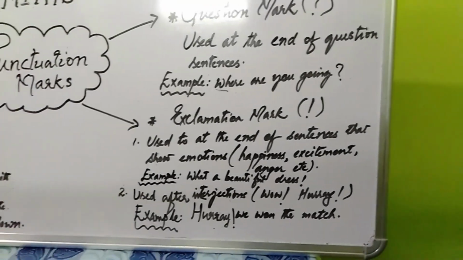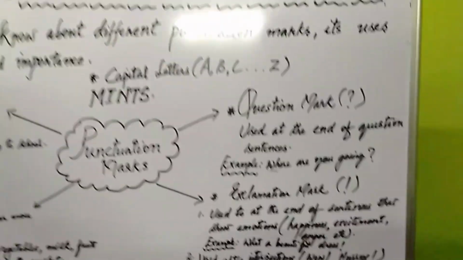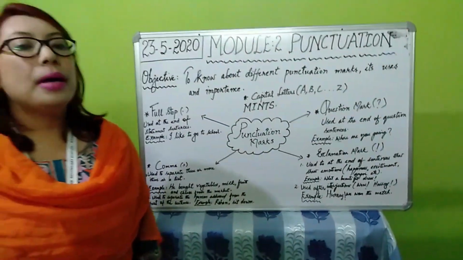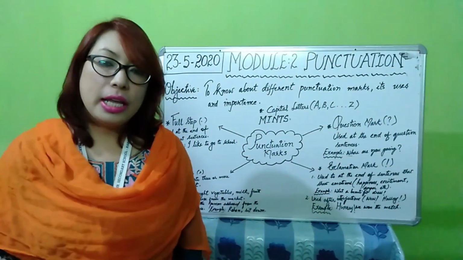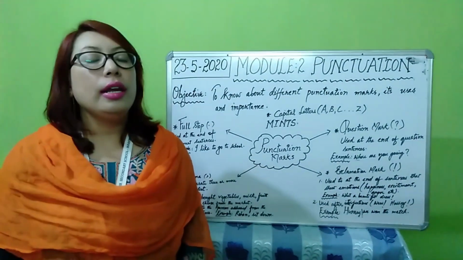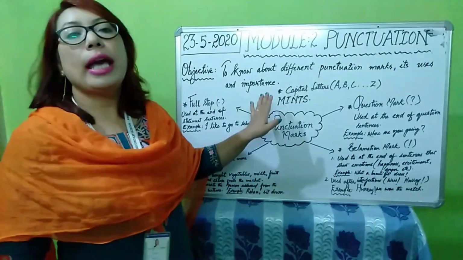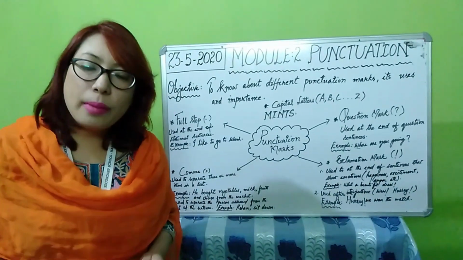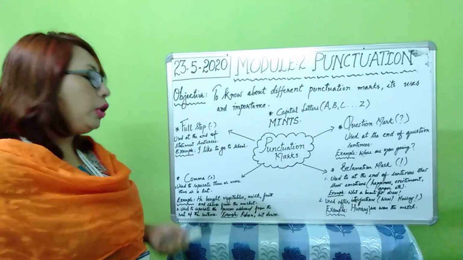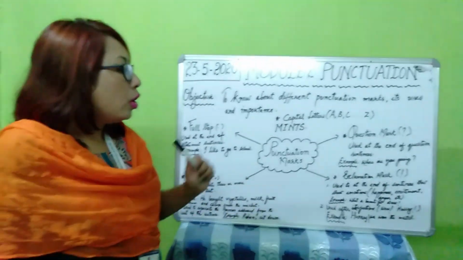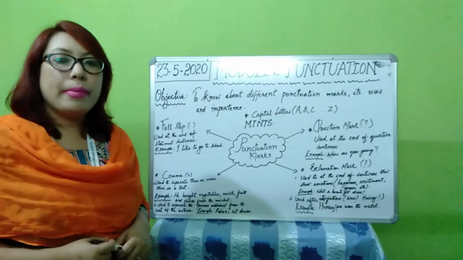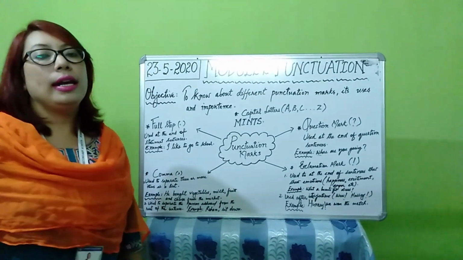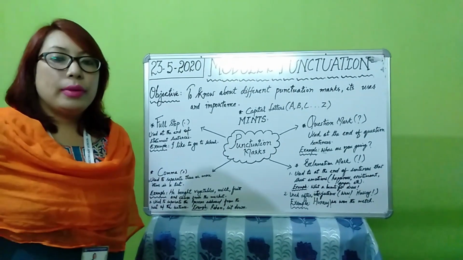Right? So in today's class, we have learned about 5 different punctuation marks. Let us recall which they are. We have learned about the use of capital letters. We have learned about the use of full stop. We have also learned about the use of comma. We have also learned about the use of question mark, and at the end we have learned about the use of an exclamation mark. Right.